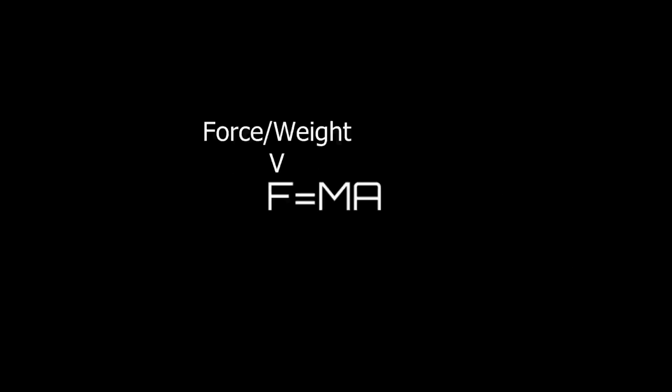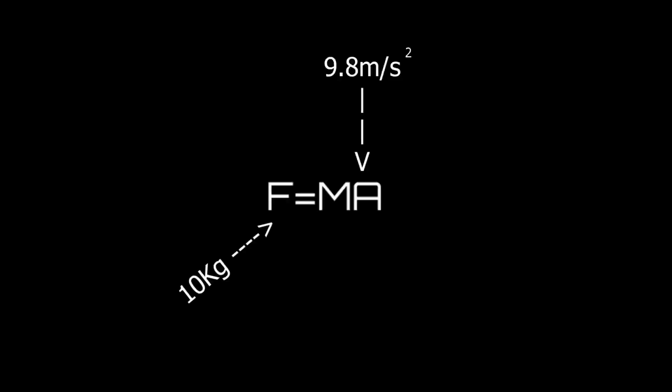F is force, or in today's example, weight. M is mass, and A is acceleration, which can be exchanged for the gravity that said mass is influenced by. Here's the practice question. An object exerting 10 kilograms due to Earth's gravity, acceleration equals 9.8 meters per second squared, has a volume of 10 liters.